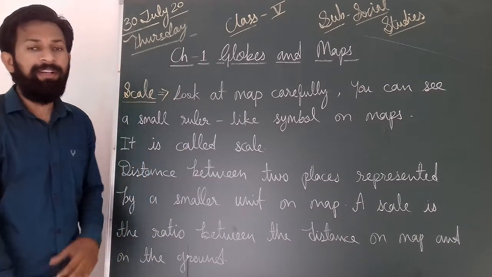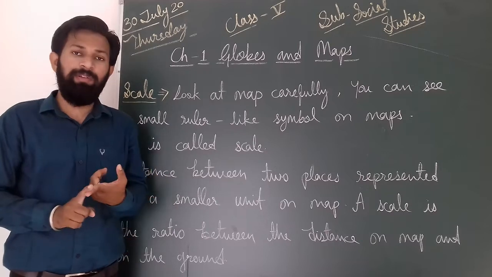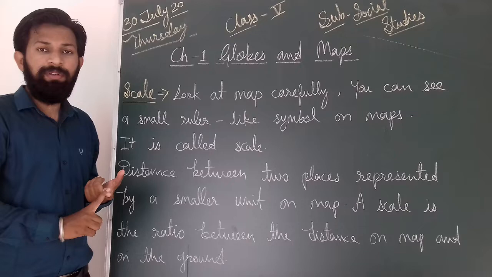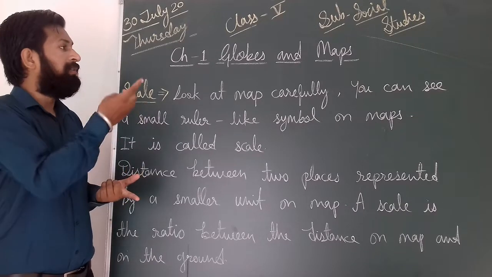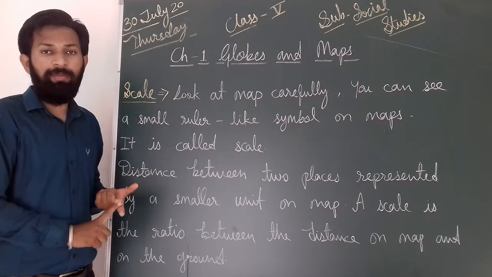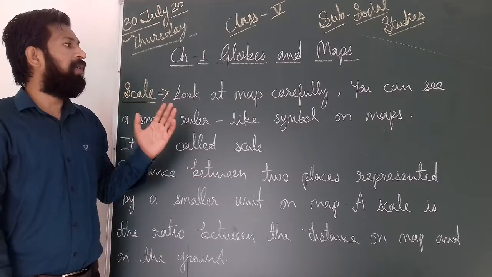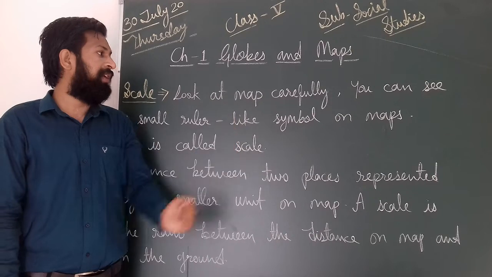In this chapter we already discussed globes, drawbacks of globes, maps, types of maps, features of maps, signs and symbols on maps, colors on maps, direction, sub-direction, and many more things in the last class.